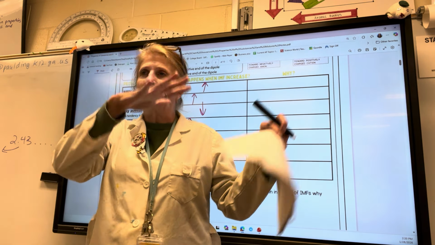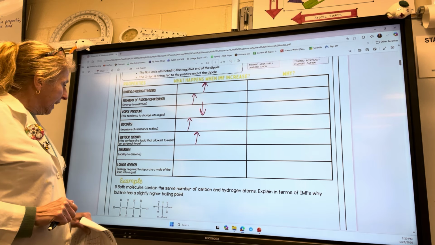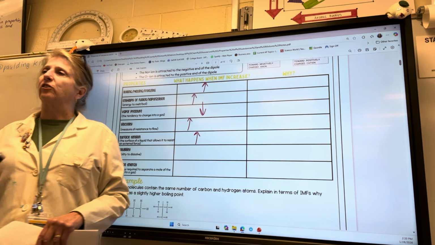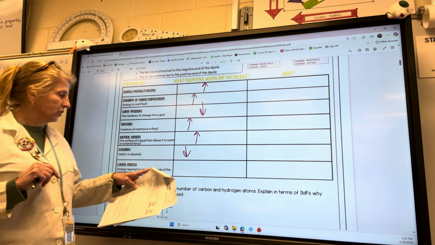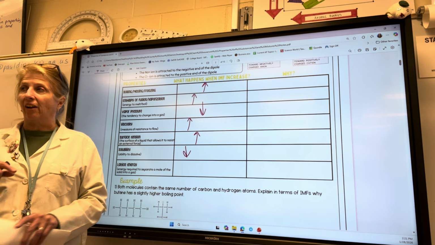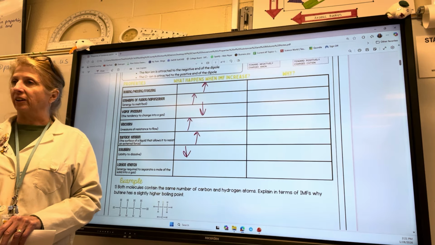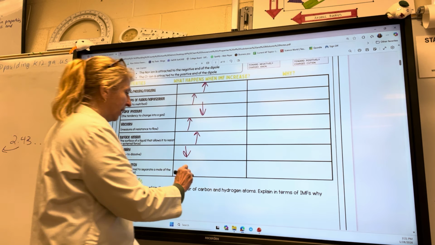He's interesting. Okay, solubility. Do you think this is going to increase or decrease with greater intermolecular forces? Very good. Y'all are so smart. It's going to decrease because the intermolecular forces are going to be so strong, it's not going to want to let anything else in. You follow that? And then lattice energy. Remember, that's the energy required to turn something into a gas. Is that going to take more or less energy? Definitely more, right? Way up.